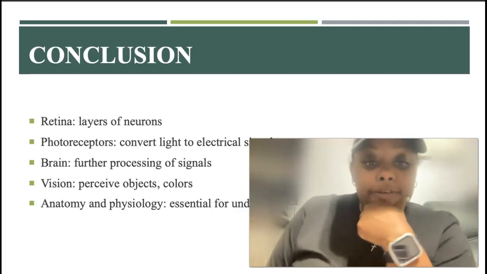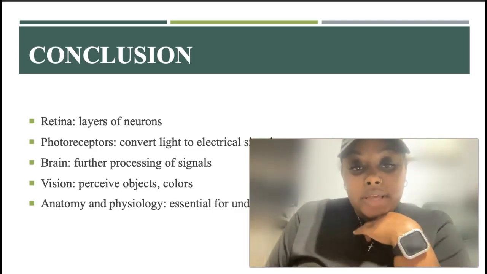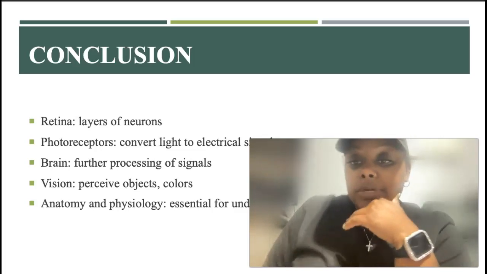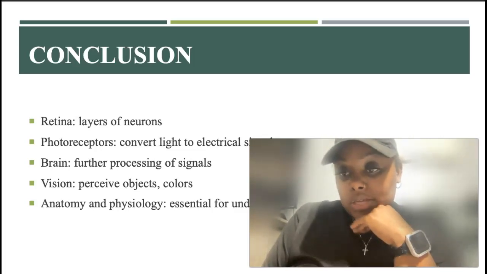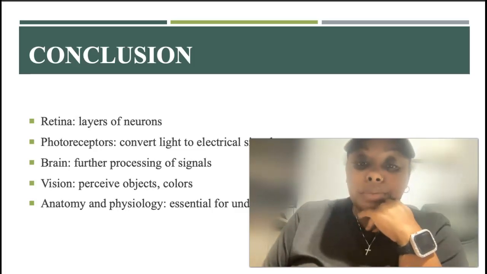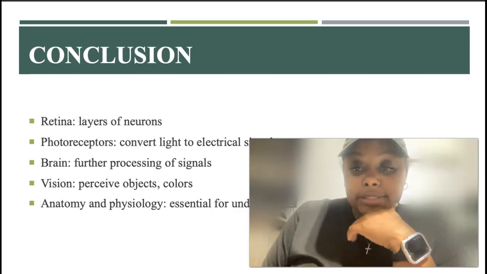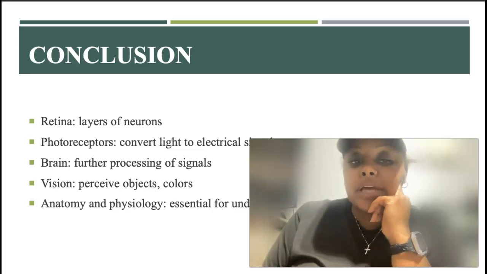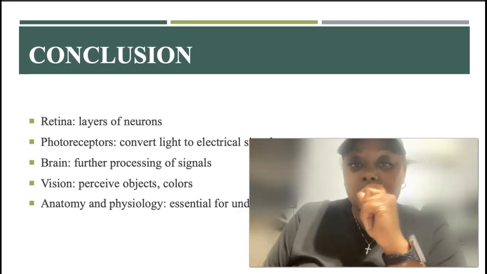So, the anatomy and the physiology of the retina are complex and fascinating. The retina consists of several layers of neurons, each of which has a specialized role in vision. Light is converted into electrical signals in the photoreceptors and is then sent to the brain, where it is further processed. This allows us to perceive objects and colors. Understanding the anatomy and physiology of the retina is essential for understanding vision.